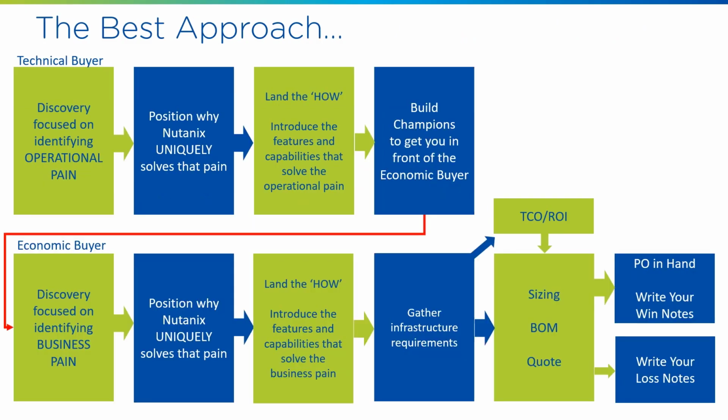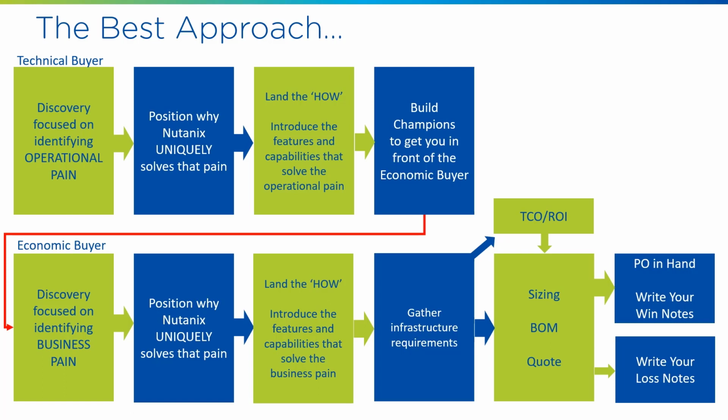So let's take a look at a slight modification of this approach. Again, say we're starting with the emotional technical buyer, we're going through discovering the operational pain, describing how we uniquely solve that. And at this point, your goal is to build a very, very solid champion that is going to drive additional Nutanix conversations within that customer environment. And that champion needs to get you in front of that logical economic buyer long before we ever hand over pricing.